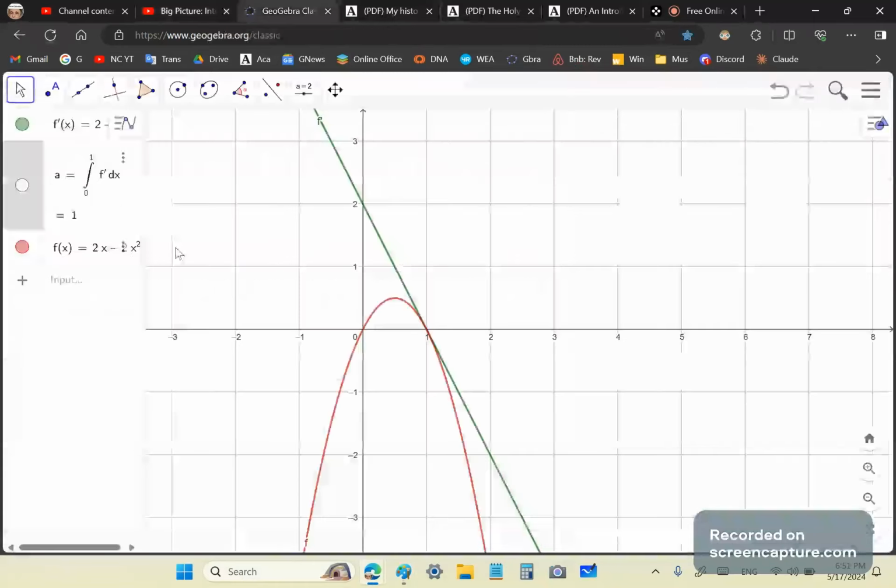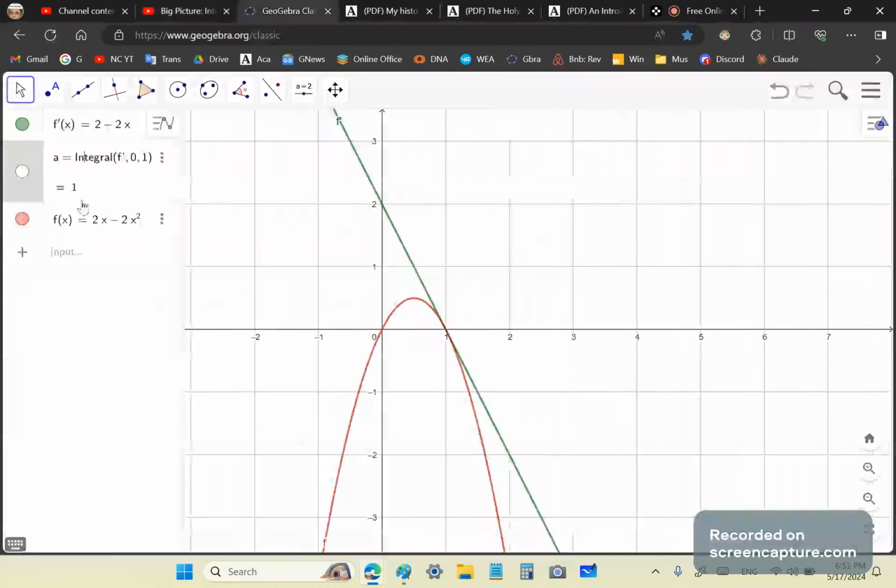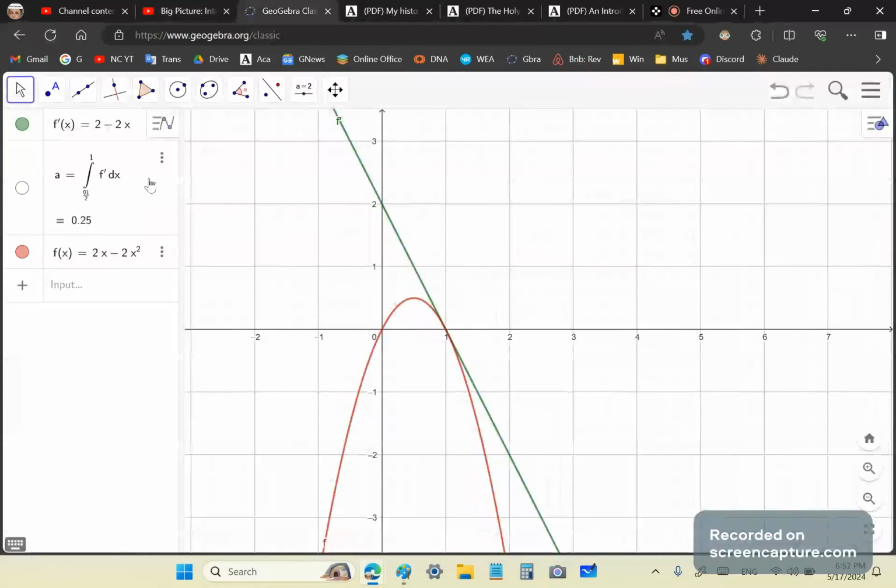So what he basically says is that to find the area under this green straight line, you take the integral from, well, I think what he used was a half to 1, right? I think he used a half to 1. So let's just change that, a half to 1. Okay, so you get a quarter, all right? And if you put that area in, it's this shaded area here.